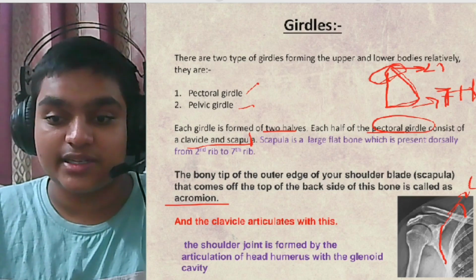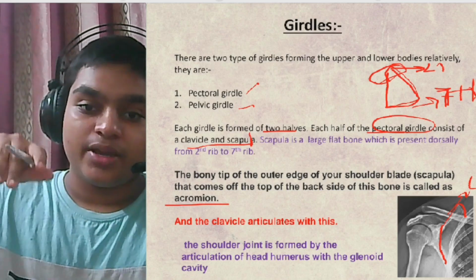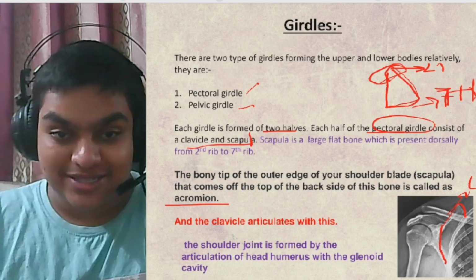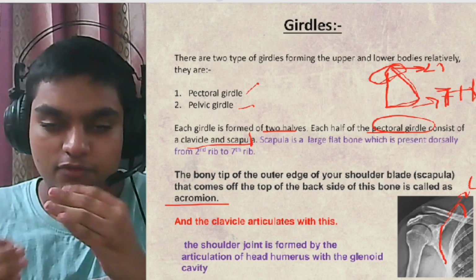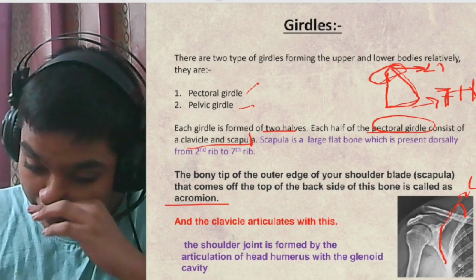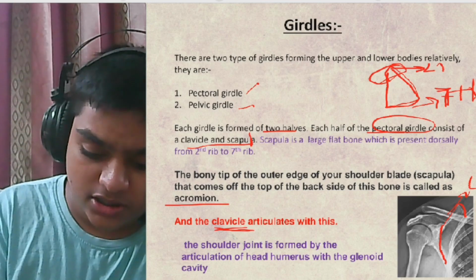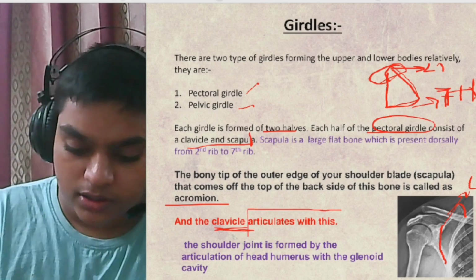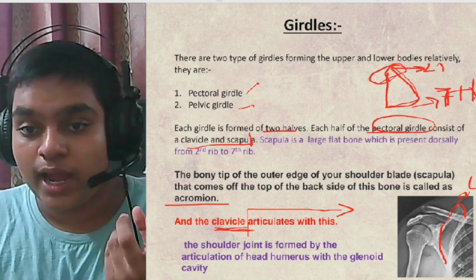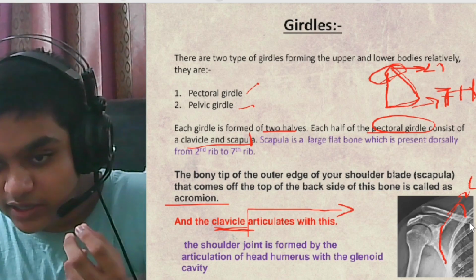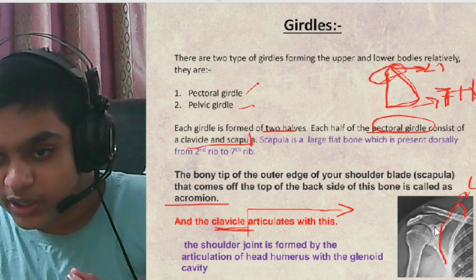What is the acromion? It is the outer edge that comes off the top of the backside of this bone. It is just a protrusion from the scapula bone, and this acromion helps in clavicle articulation with the scapula. Now let's see in the diagram where this acromion is. So, if this is the clavicle, this is the acromion, and this is the scapula.